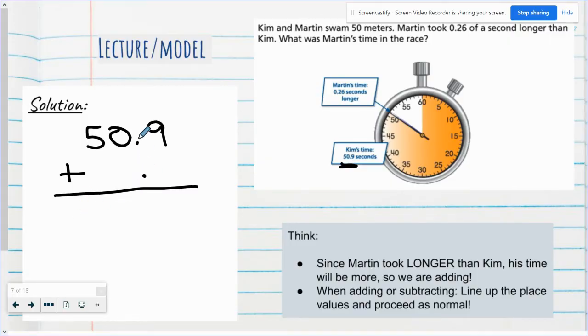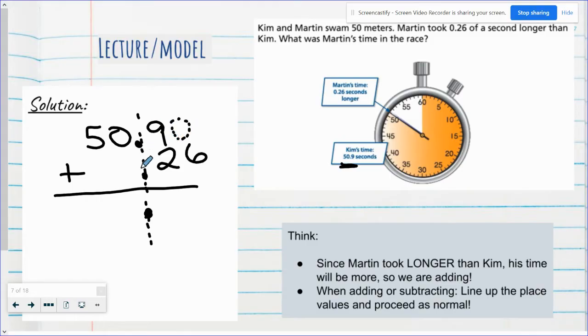I'm going to put my decimal point right below the other one, my nice line. And then that is also where it's going to go in our sum. So we're going to be adding 0.26. Now you may be saying, Miss Livingstone, why is there a blank space above the 6? That is because when we line them up, there is no hundredths place in the 50 and 9/10. So we're just going to make one. We're going to make an invisible 0.